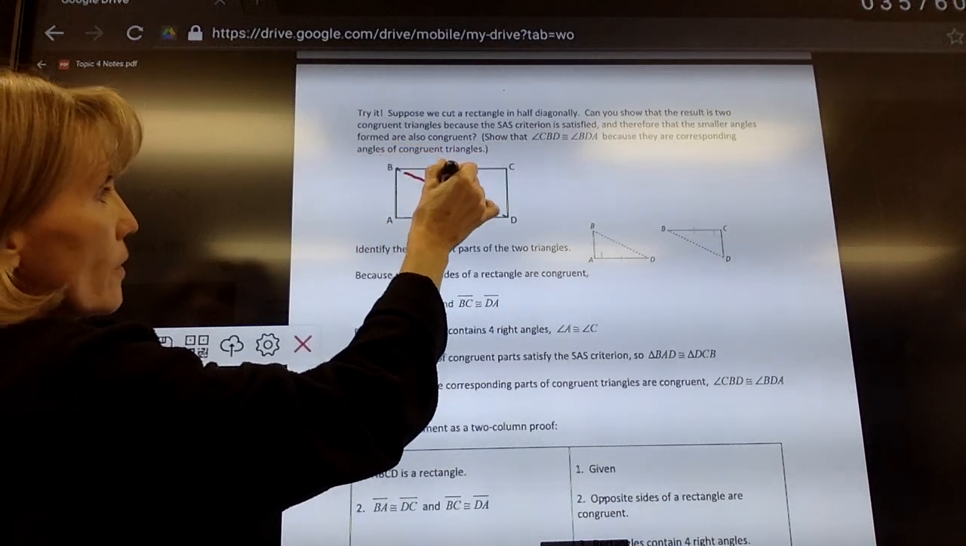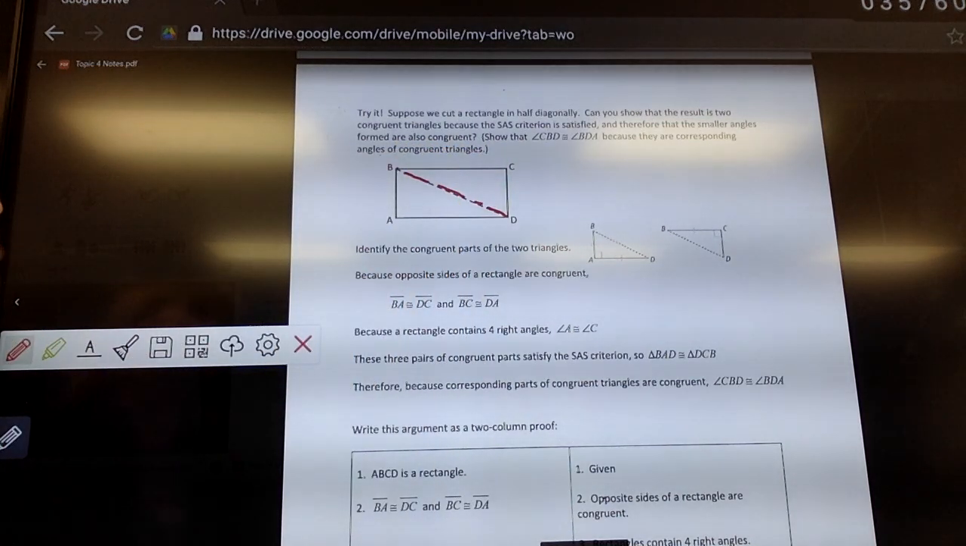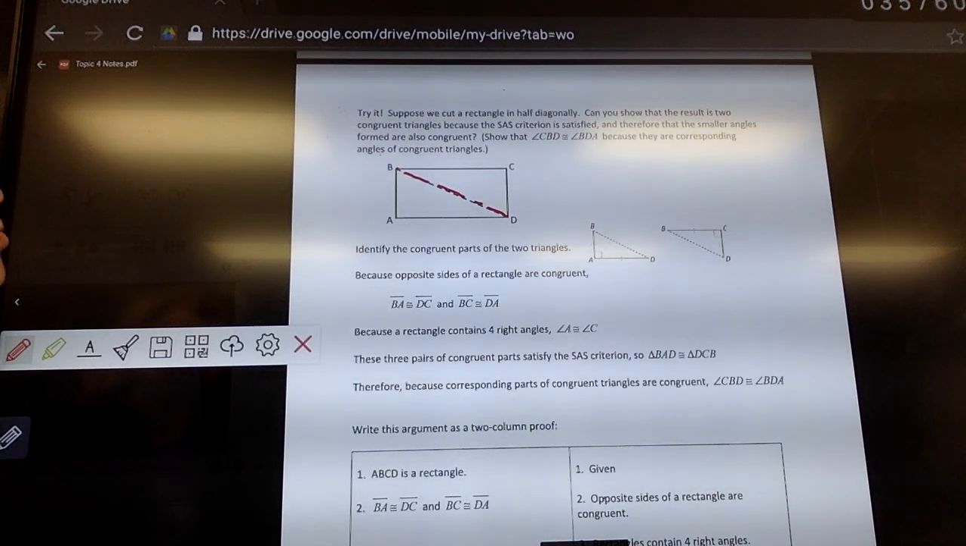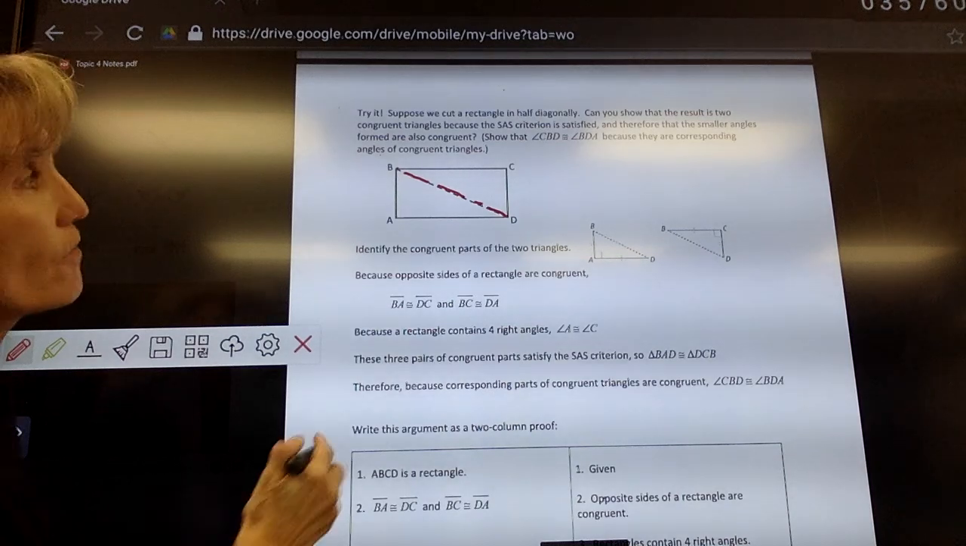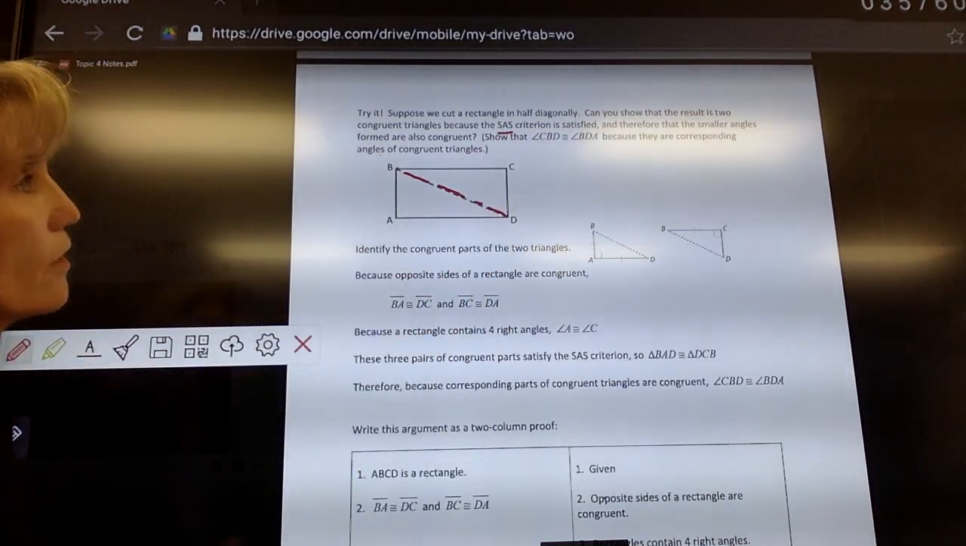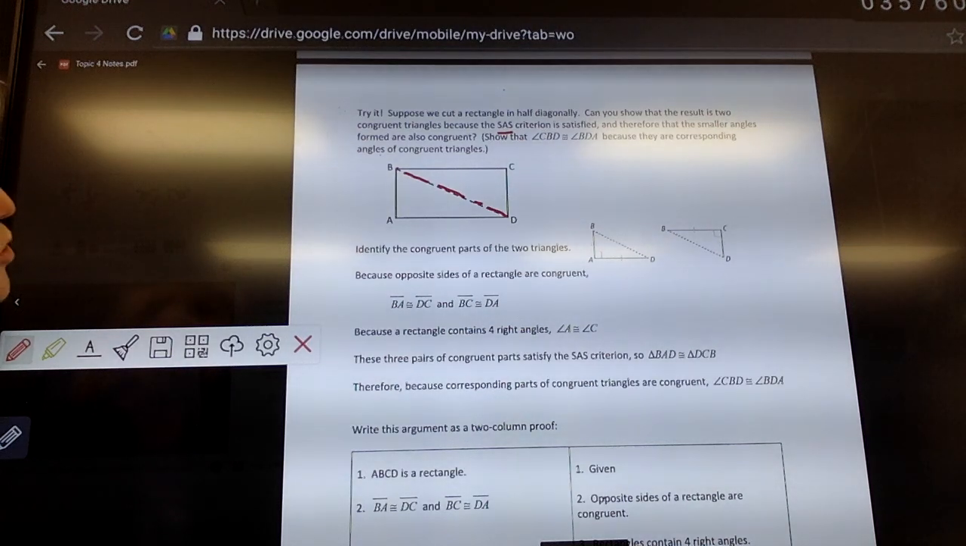Here's my diagonal. I want to know if these two triangles are congruent to each other. It says, suppose we cut a triangle in half diagonally. Can you show that the result is two congruent triangles because of the side angle side criteria? Therefore, that the smaller angles formed are also congruent.